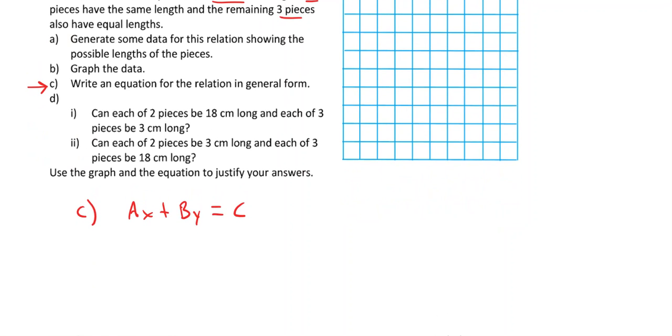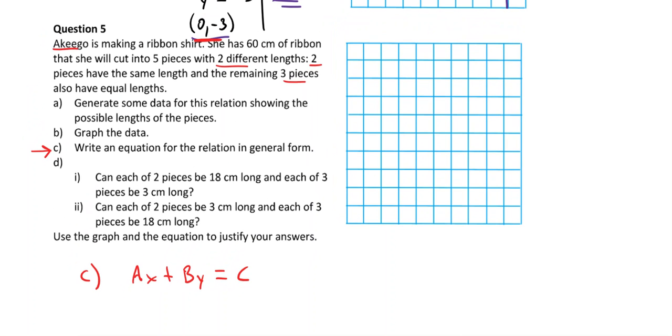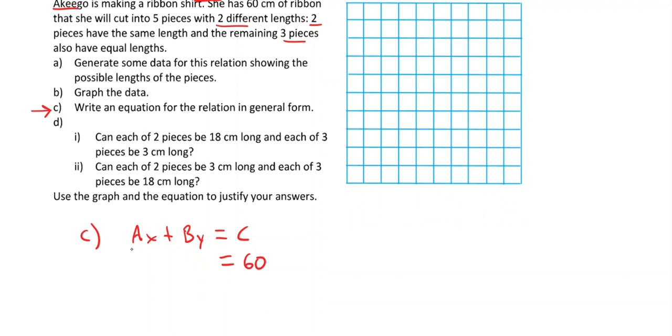I think I'd do something that kind of looks like this. Well, maybe this is a good place too. What's it all going to be equal to, like the length of the ribbon? 60, right? So I know this part. That's going to be like my constant term from before.